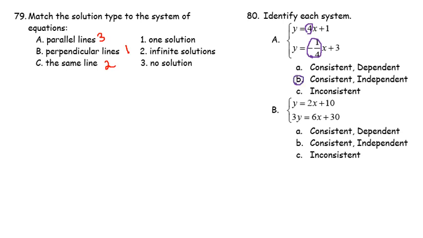All right, looking at B here, notice they're not in slope-intercept form. The first one is, but the second one is not. So let's go ahead and put it in slope-intercept form by dividing each term by 3. Whenever we do that, we get y equals 2x plus 10. And notice we've got the same equation. Well, if they're the same exact equation, it's consistent and dependent.